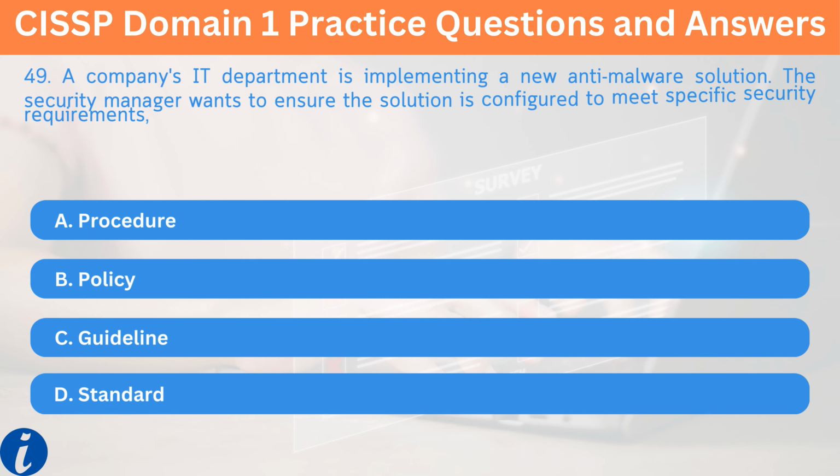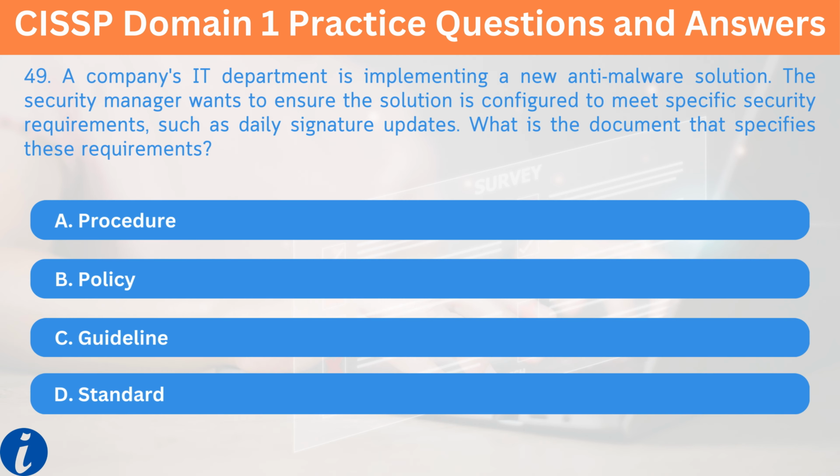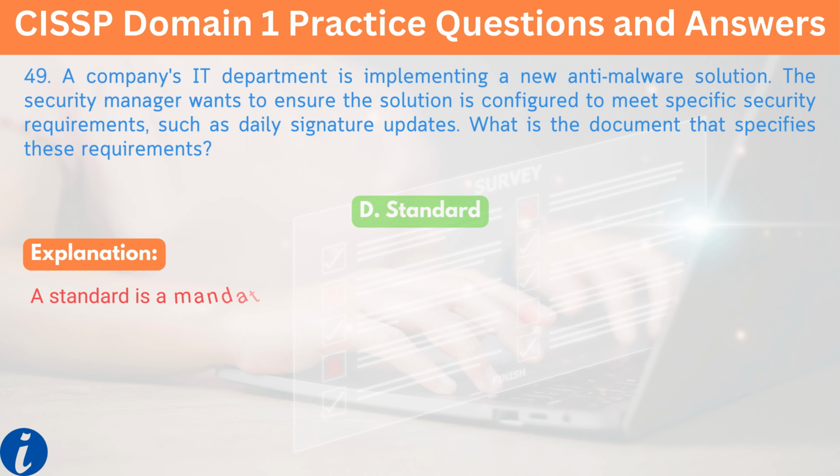49. A company's IT department is implementing a new anti-malware solution. The security manager wants to ensure the solution is configured to meet specific security requirements, such as daily signature updates. What is the document that specifies these requirements? A. Procedure. B. Policy. C. Guideline. D. Standard. The correct answer is D.